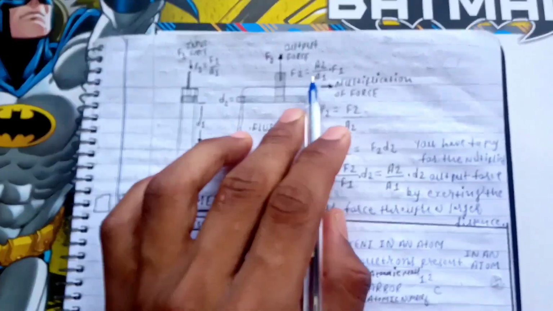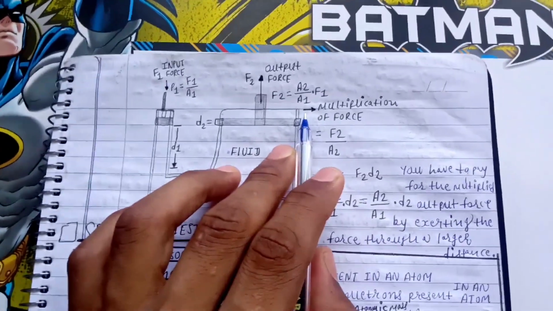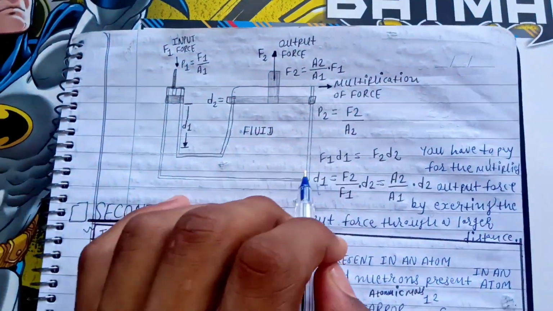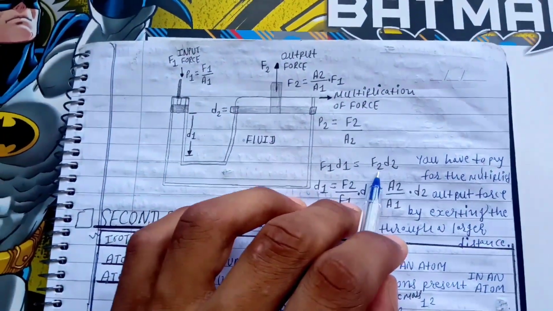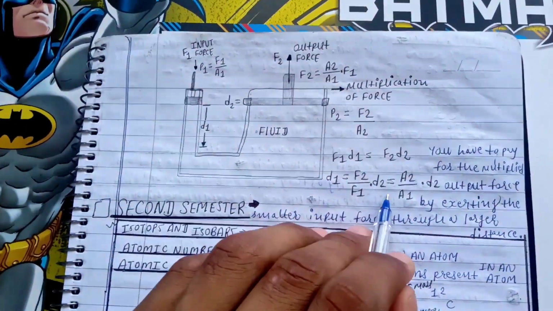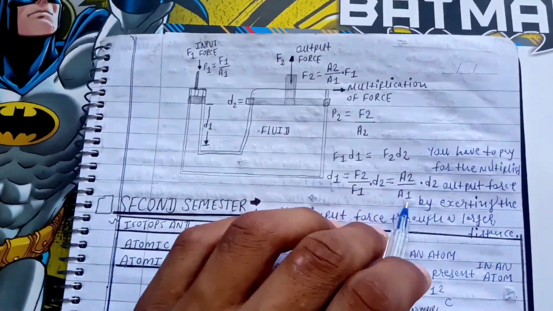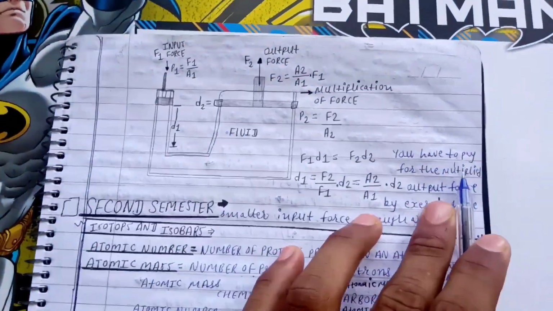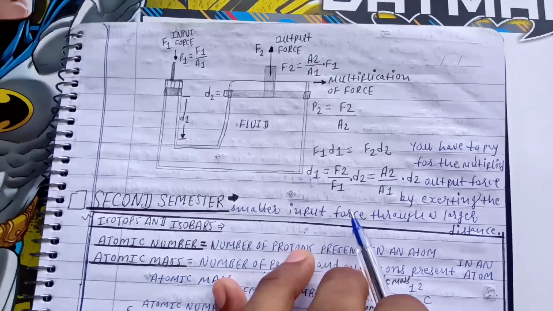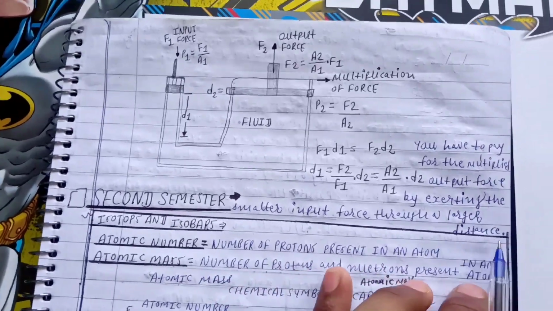So F2 equal A2 upon A1 into F1. Multiplication of force. So P2 equal F2 upon A2. F1 into D1 equal F2 into D2. So D1 equal F2 upon F1 into D2 equal A2 upon A1 into D2. You have to pay for the multiplied output force by exerting the smaller input force through a larger distance.